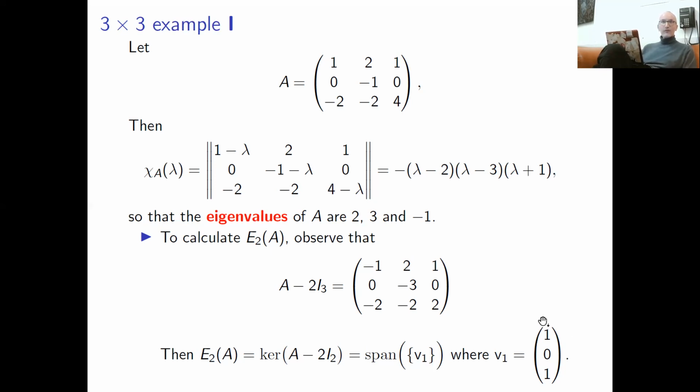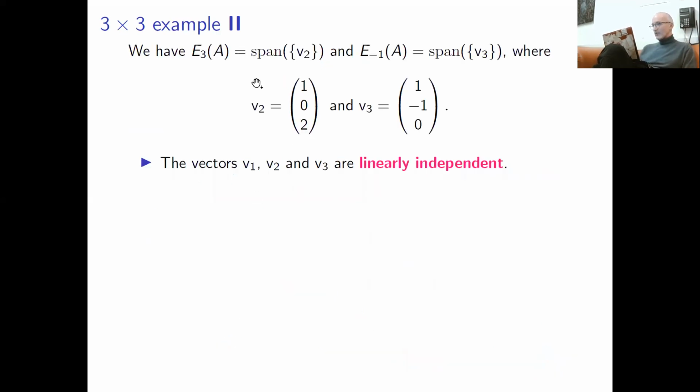This gives us a formula for all eigenvectors of A with eigenvalue 2. These are all vectors here except 0. 0 we cannot take. The 0 vector is not an eigenvector by definition. Okay, good. So we found the 2 eigenspace, and absolutely in the same way we can find the 3 eigenspace and the -1 eigenspace. And this gives us 2 additional eigenvectors with eigenvalues 3 and -1 respectively.